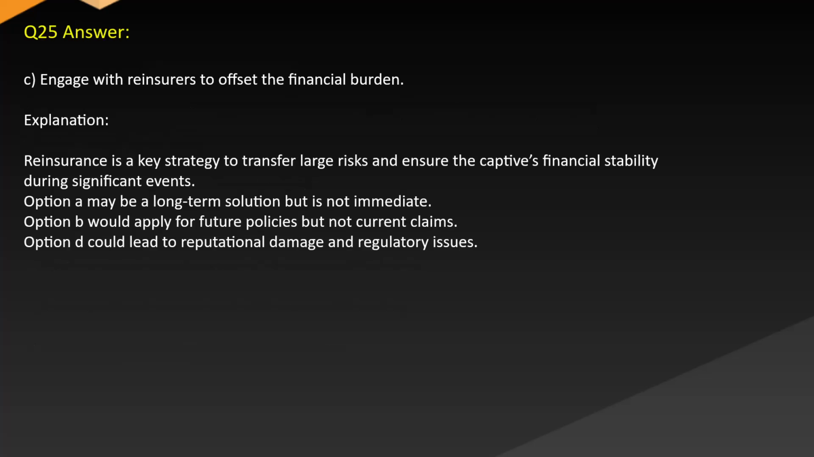Answer: C, engage with reinsurers to offset the financial burden. Explanation: reinsurance is a key strategy to transfer large risks and ensure the captive's financial stability during significant events. Option A may be a long-term solution but is not immediate. Option B would apply for future policies but not current claims. Option D could lead to reputational damage and regulatory issues.